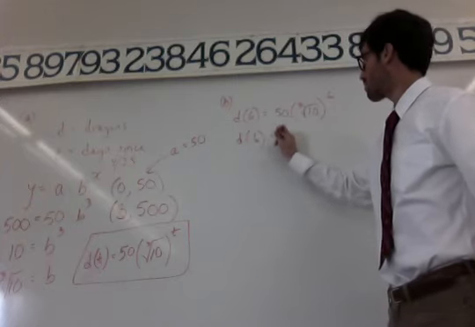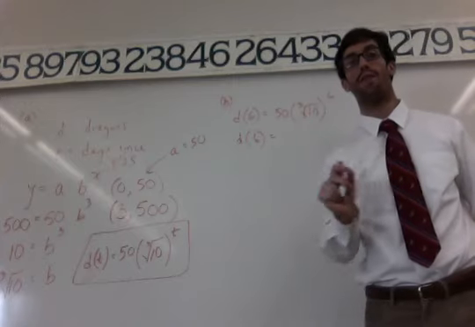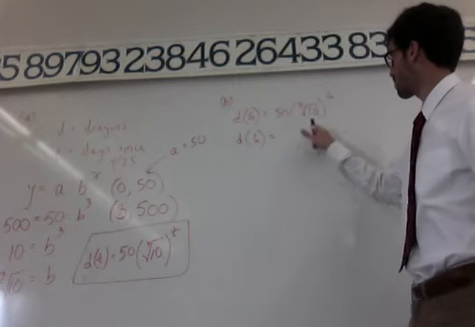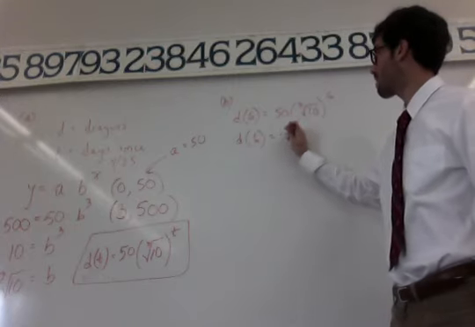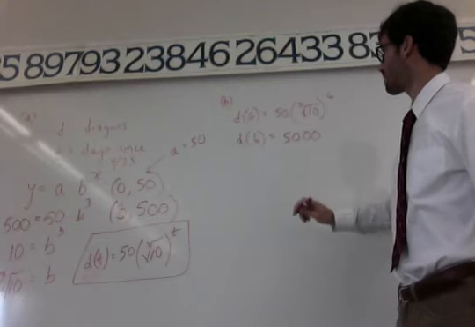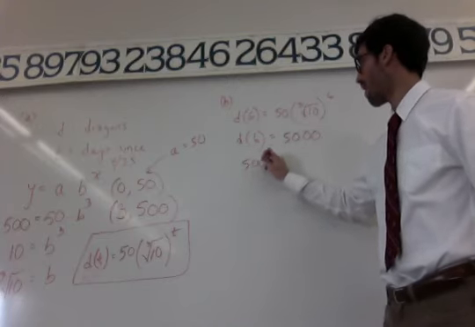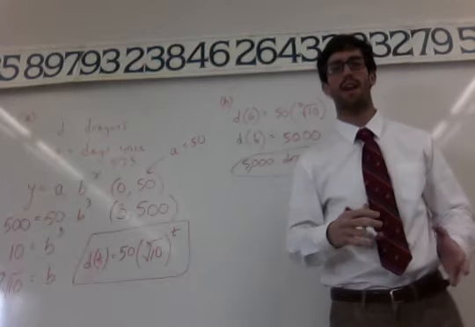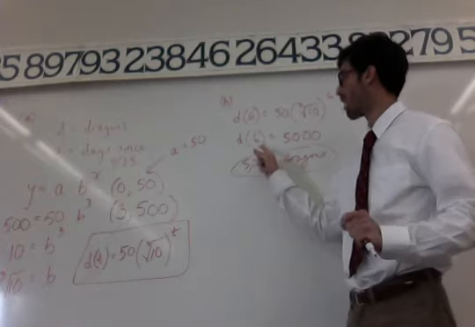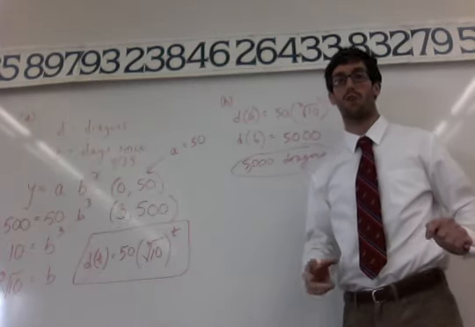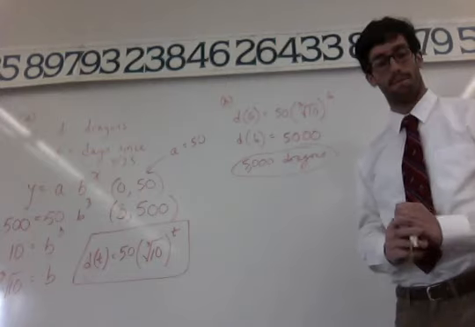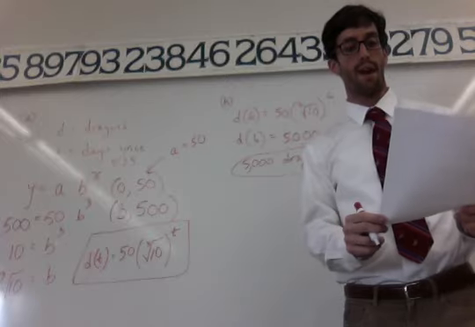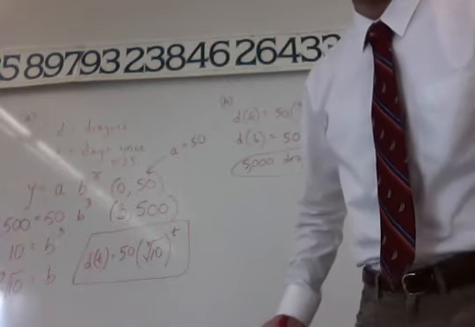D of 6 equals, well, the cube root of 10 is 10 to the 1/3. 10 to the 1/3 to the 6th becomes 10 to the 2nd. So this is just going to be 100. 100 times 50 is 5,000. So the answer for part B is 5,000 dragons exactly. You would have gotten something like 4,993 if you used the decimal version of cube root of 10 as your multiplier. The last problem asks about when, so you're going to find t given the number of dragons.